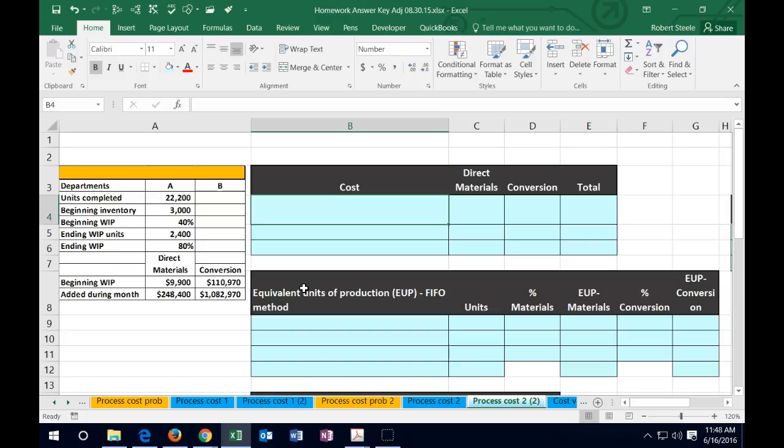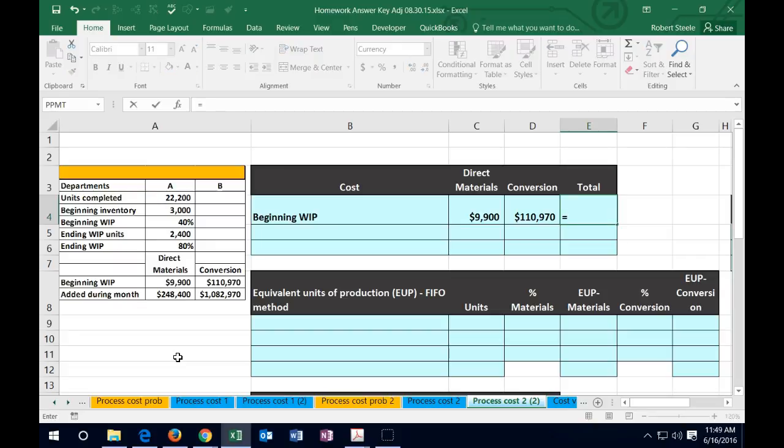If we have beginning work in process, we're going to start there, and they're going to give us these numbers. These are going to be the dollar amounts. We're not talking units here. So we're going to say the direct materials are 9,900 and the conversion is 110,970. And therefore the total, if we use our trusty sum function, equals SUM of the 9,900 plus the 110,970. We come up to the 120.87.